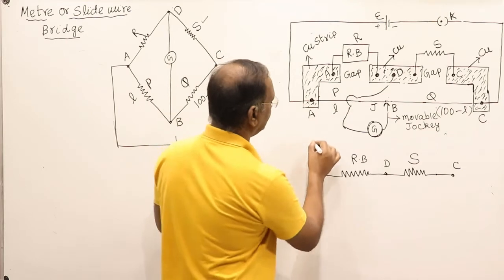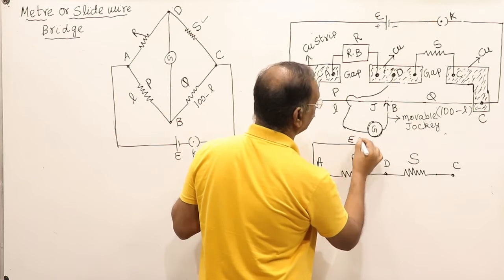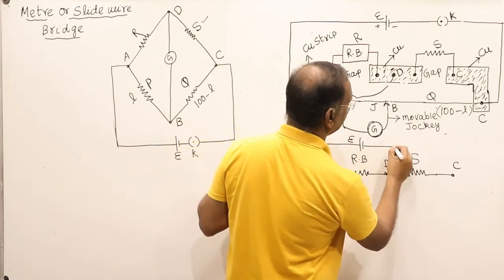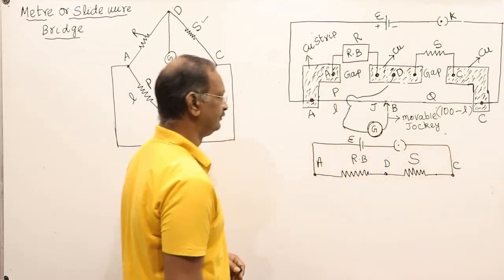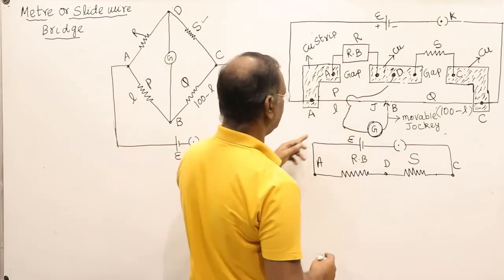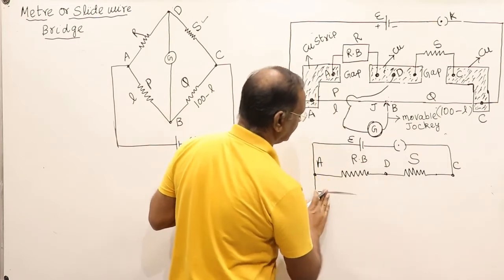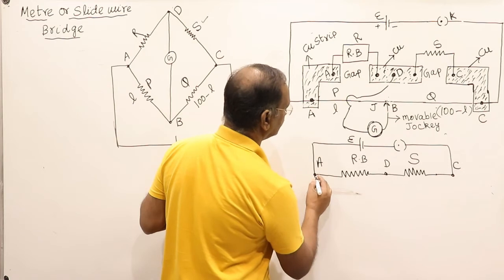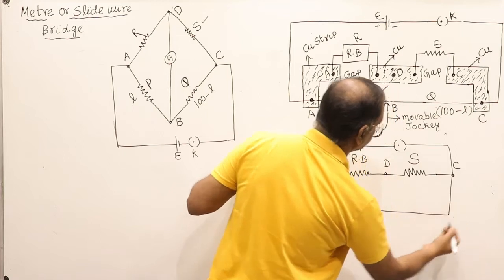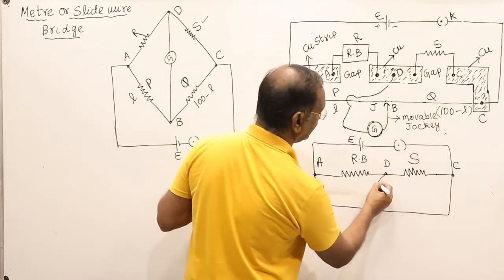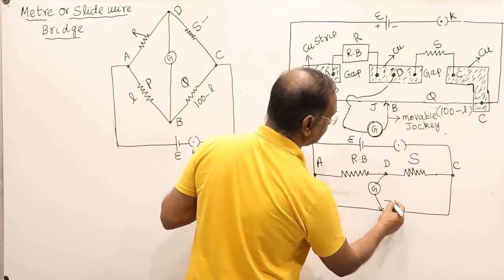From A to C we have connected a battery of EMF, and a key. So this portion is now between A and C. Between A and C we connect a wire of length L, and a galvanometer. We connect a jockey J.